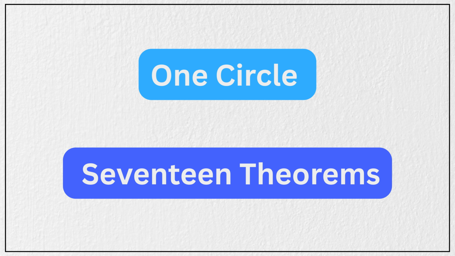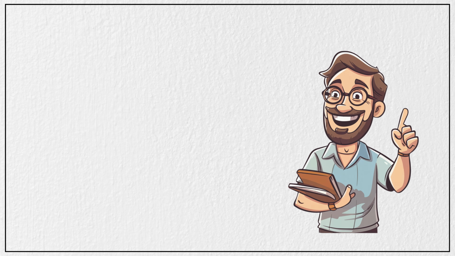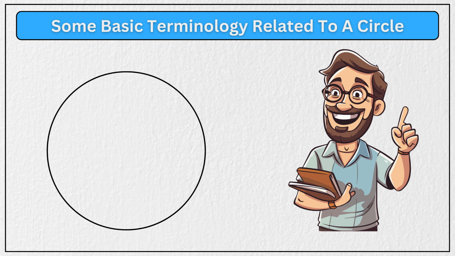One circle and 17 theorems. Let's try to understand each one by one with example. But before we begin, let's first understand some basic terminology related to a circle.